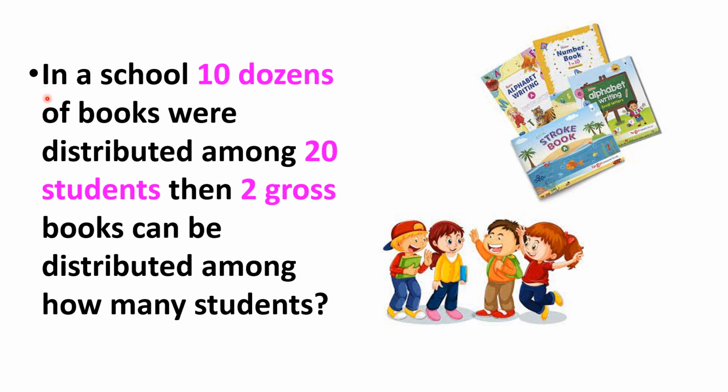The question given is, in a school, 10 dozens of books were distributed among 20 students. Then, 2 gross books can be distributed among how many students? Let's see the detailed solution.